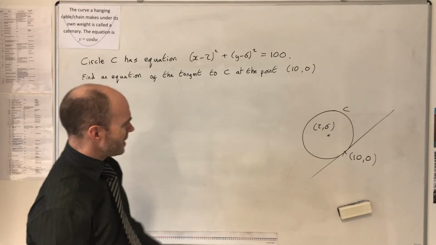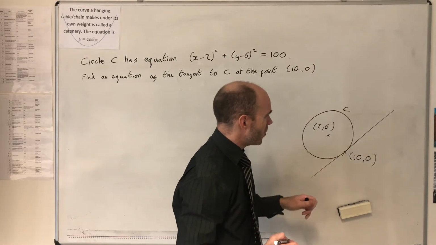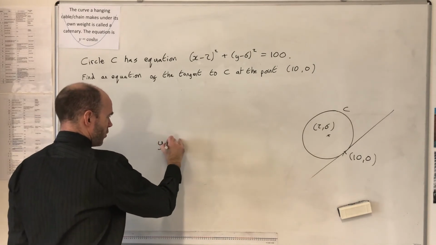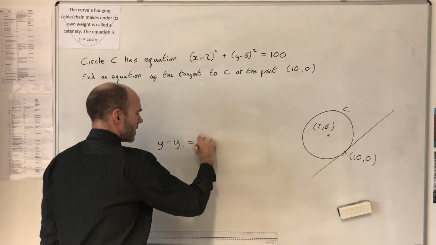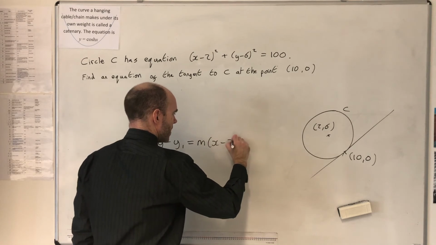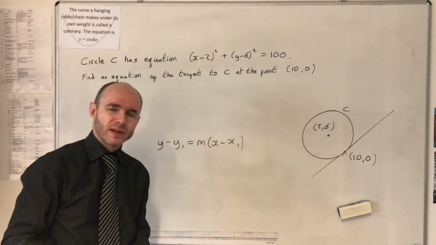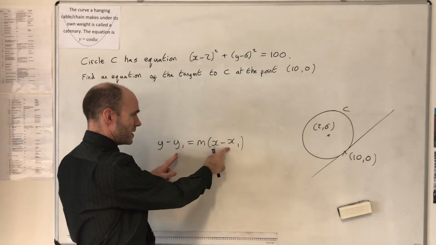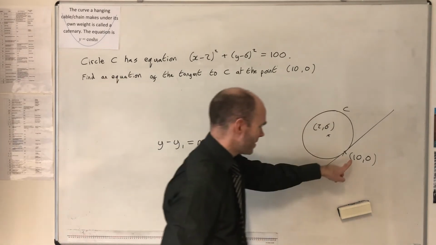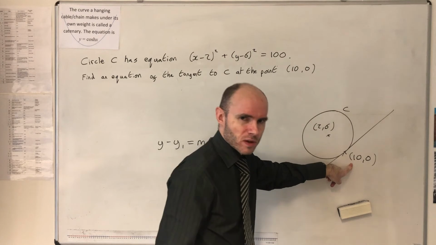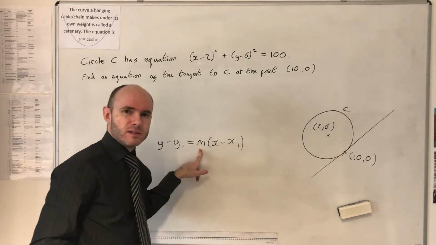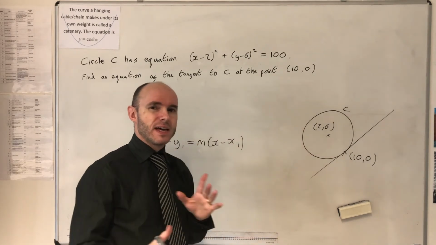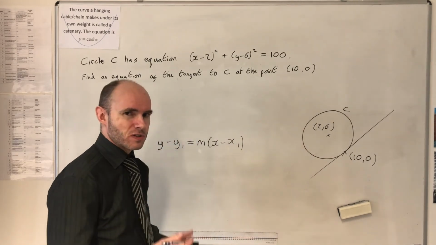Okay, and we need to find the equation of that line. Don't forget the equation of a straight line is of this form: y minus y1 equals m(x minus x1). What we need for the equation of a straight line are two things. We need the coordinates of the point it passes through. That's easy, (10, 0). So going well so far. And we need the gradient, which we don't have, so we've got to work out what the gradient is. That is our strategy for the question: find the gradient.